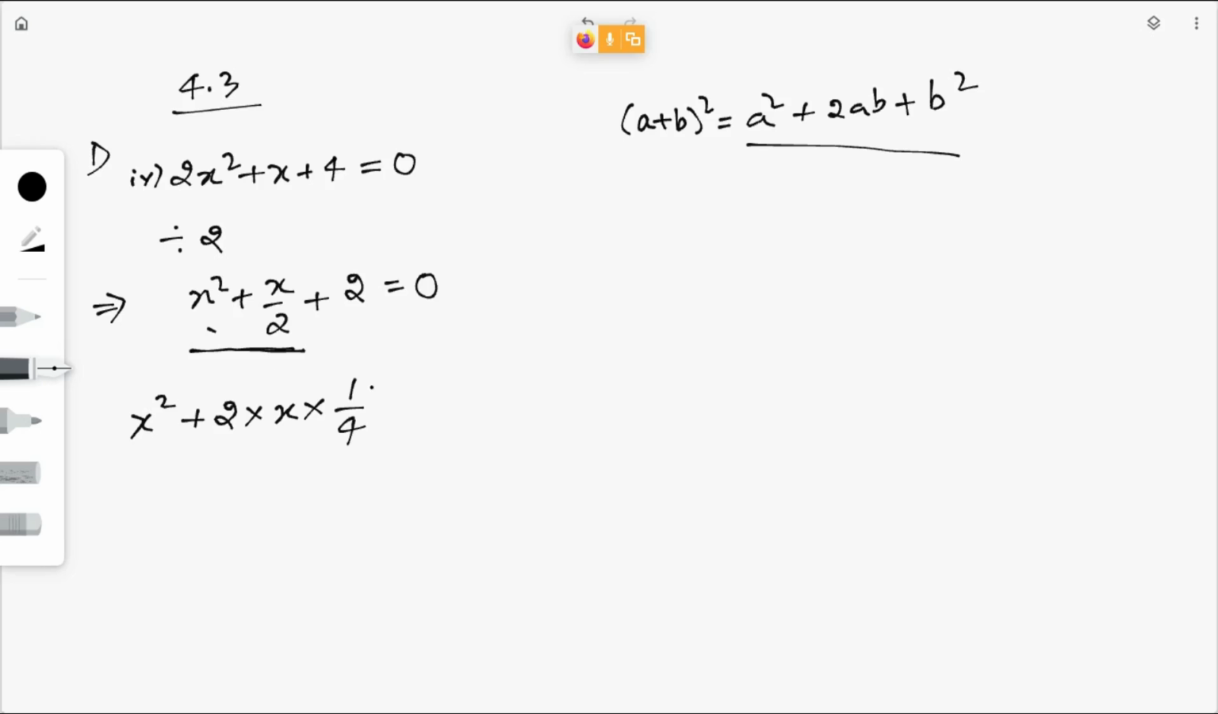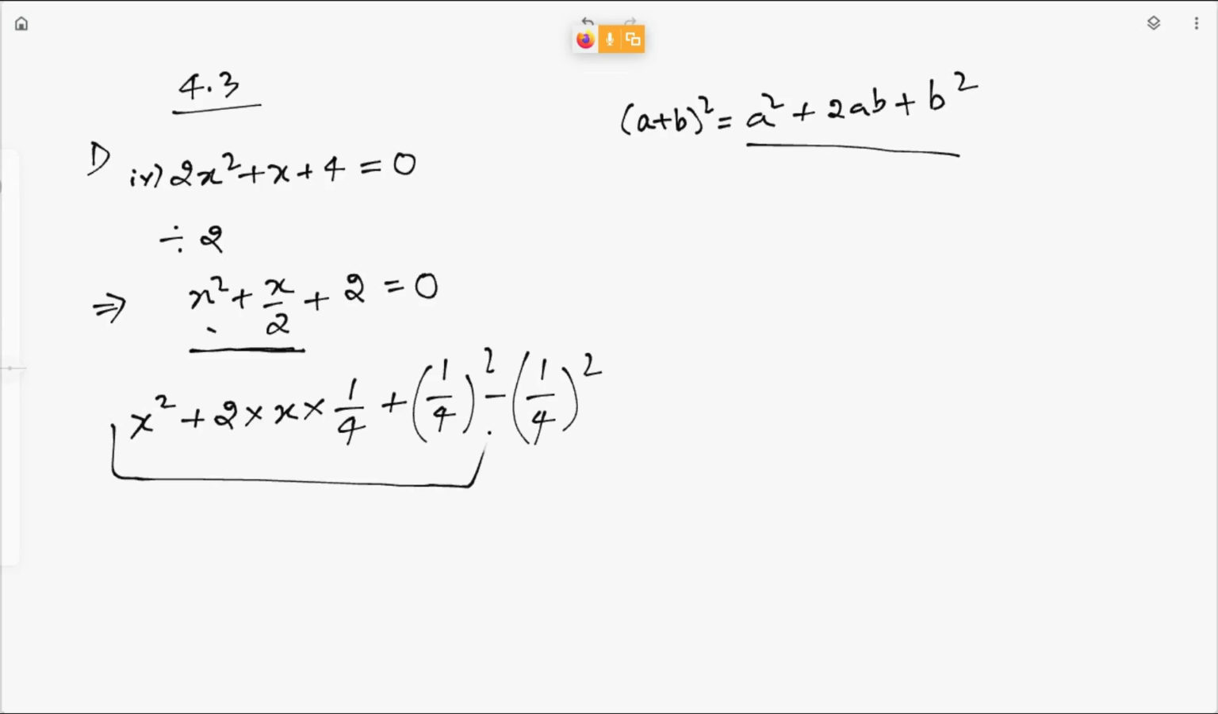Whatever number you have here, the third number in the second term, take the square of that and then subtract the square of that. Any doubts till here? So is this in the expanded form of a plus b whole square? Yes or no? a square plus 2ab plus b square. Yes, sir. Okay, now plus 2 as it is.